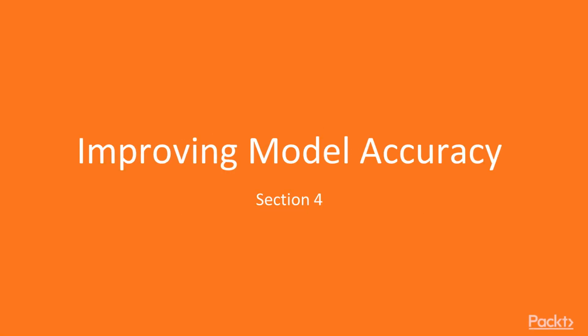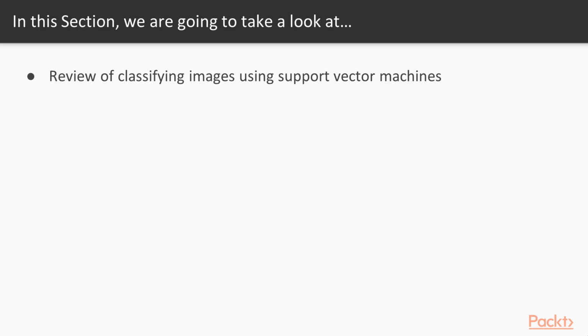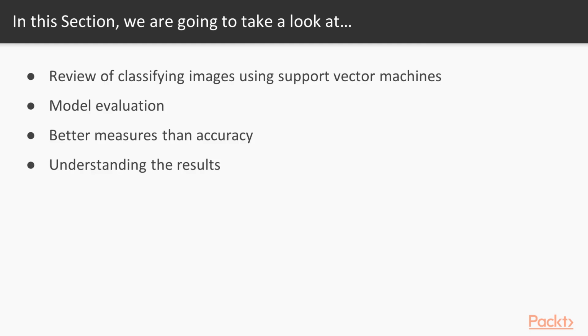Hi, and welcome to section 4 of your machine learning course, Improving Model Accuracy. Today, we are going to start the section by reviewing yesterday's assignment. Next, we look at the need to evaluate a model. We look at better measures than accuracy, and we'll understand what these results mean.